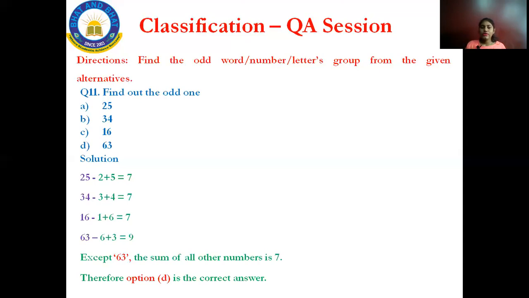Next, 34, split that. 3 plus 4 is equal to 7. And then 16, 6 plus 1 is equal to 7. But 63, 6 plus 3 is equal to 9. In option A, option B, option C, if we split and add the digits, we will be getting the sum 7. But in option D, we will be getting 9. So what is the correct option? Option D is the correct answer. This is how you have to reason the question and then keep solving.